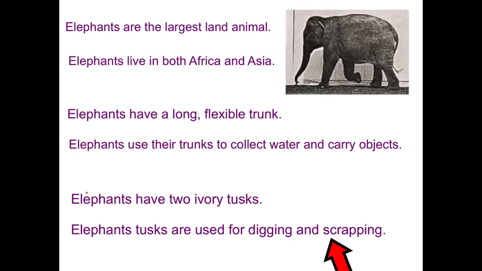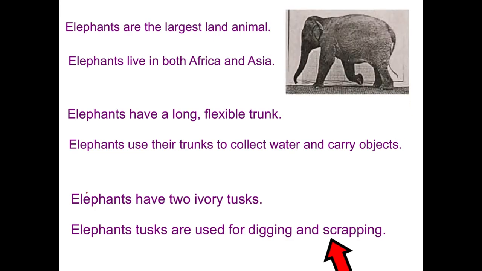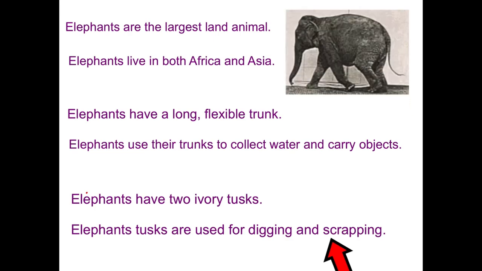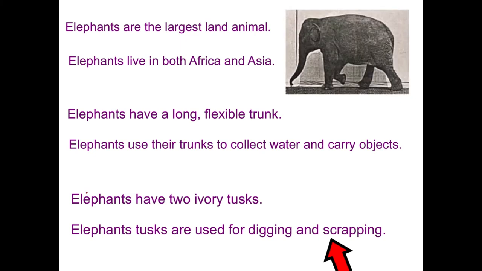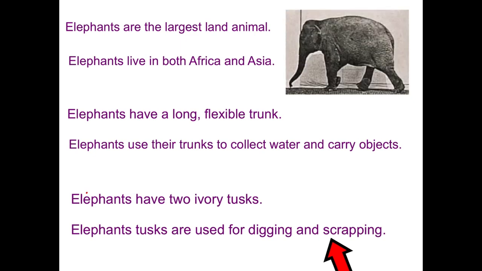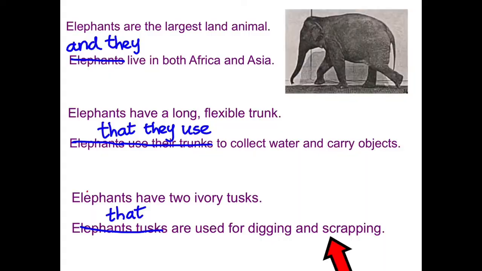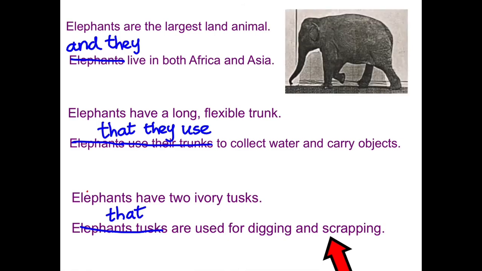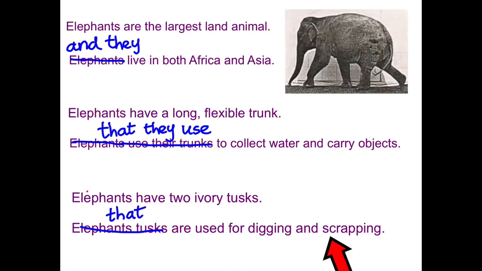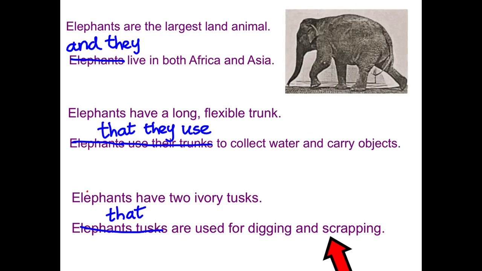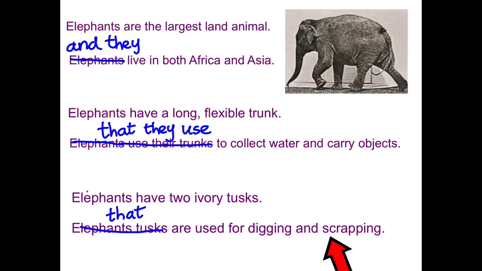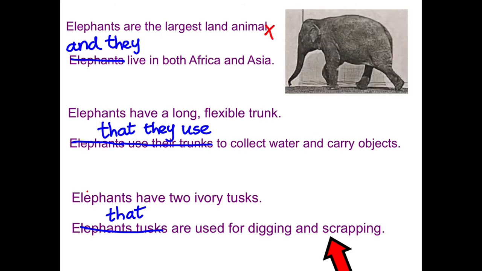So pause the video, have a talk with your grown-up if someone's helping you, and think about how you could join those up. You don't have to write them down, just think about how you could make those into one long sentence. So I've had a go at joining them up. We've got elephants are the largest land animal and they live in both Africa and Asia. So I must remember to also cross out that full stop because we don't need it anymore.